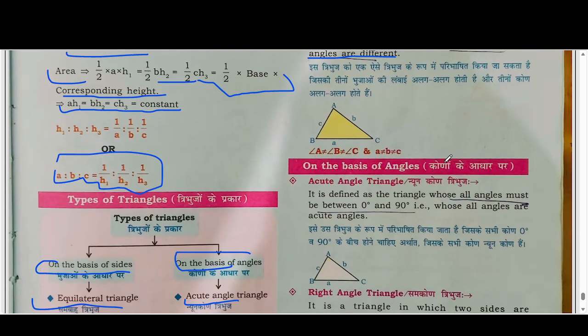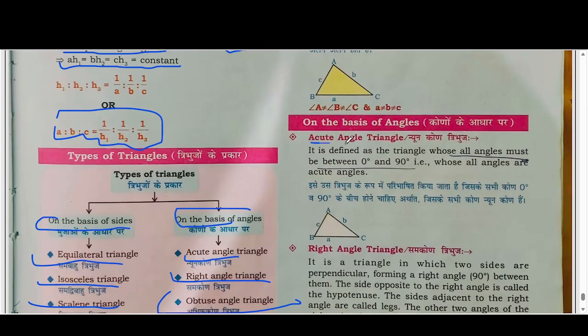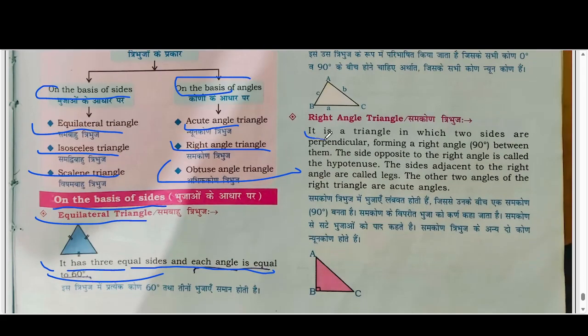On the basis of angles, an acute angle triangle is defined as a triangle whose angles all lie between 0 and 90 degrees. All angles are acute. A right angle triangle is a triangle in which two sides are perpendicular, forming a right angle, 90 degrees between them. The side opposite to the right angle is called the hypotenuse. The sides adjacent to the right angle are called legs. The other two angles of the right triangle are acute angles.